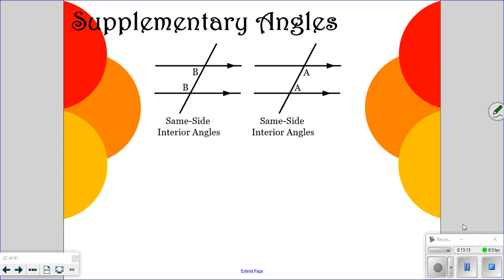Your same side interior angles are on the same side of the transversal and they're inside of your parallel lines. And so these are same side interior angles and these are same side interior angles. Your same side interior angles are the ones that are supplementary. So you've got to be careful. These are different from the other three pairs. Same side interiors are the ones that are supplementary.